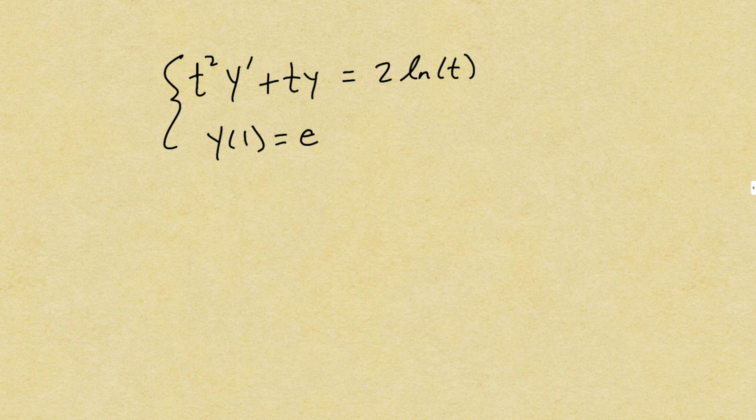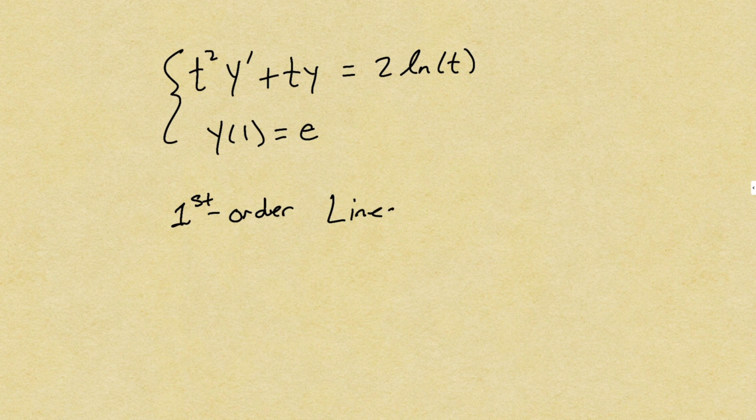Do we see anything like that here? No. We only have a plain old y prime and a plain old y. No y squareds, no sines of y's, no trig functions with y's in them, nothing. So therefore we know that this here is a first order linear ordinary differential equation.